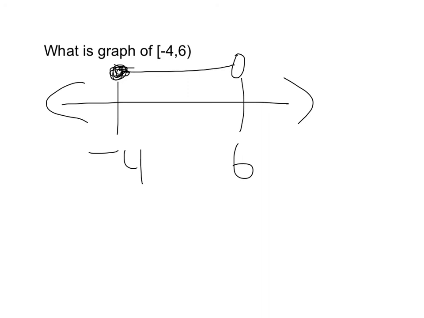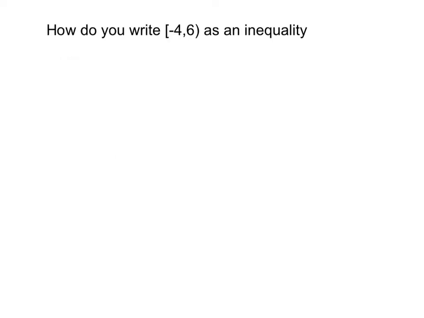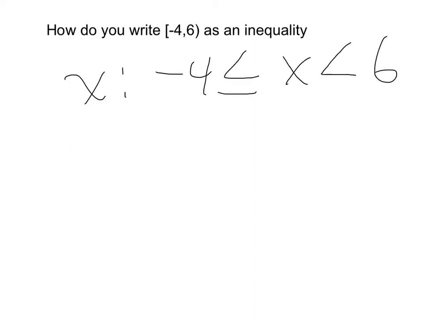Moving on, if we had to write this as an inequality, you could write this as x such that negative 4 is less than or equal to x is less than 6. Why is it less than or equal to? That's because of the solid bracket right there. Why is it less than? That's because of the parenthesis.